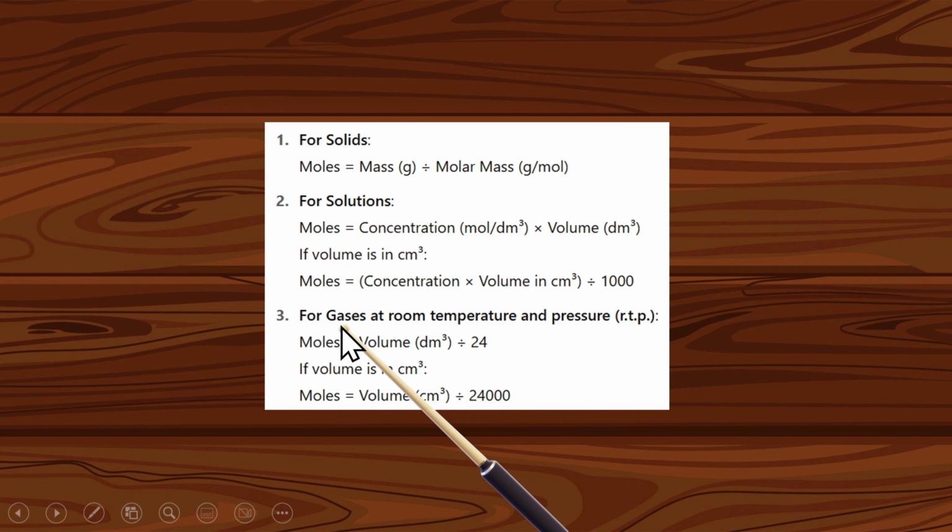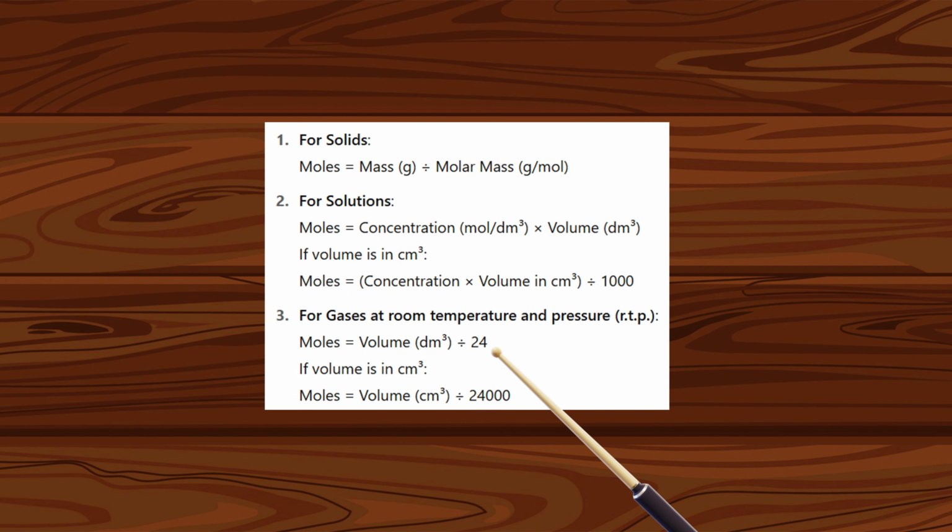And the third formula is for the gases. If gases are in the reaction and they give you some volume, then remember that you have to divide it by 24, because at standard room temperature and pressure, the concentration of the gases is usually 24 moles per dm cube. They will not give this in the exam, but at the end of your periodic table, in one line they will tell you that gases at room temperature and pressure have a molar volume of 24 dm cube.